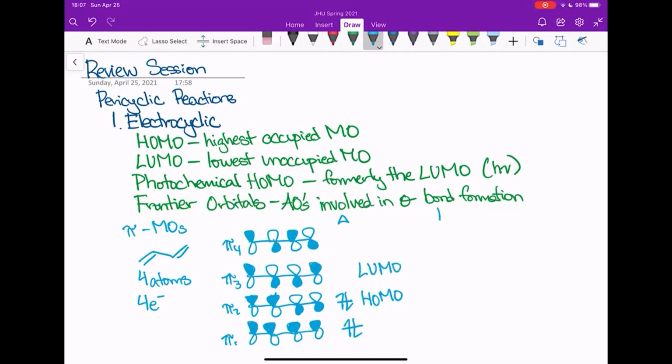Next, if we are under UV light, we're going to be using a photochemical HOMO. This occurs when one of the electrons from our HOMO gets excited up to the next level. This level becomes our photochemical HOMO, and it aligns with the pi system that used to be the LUMO.